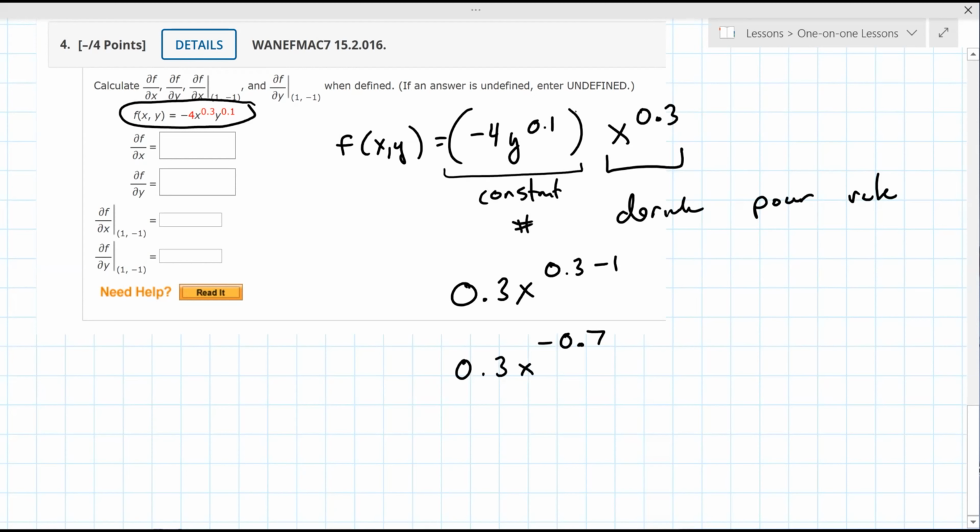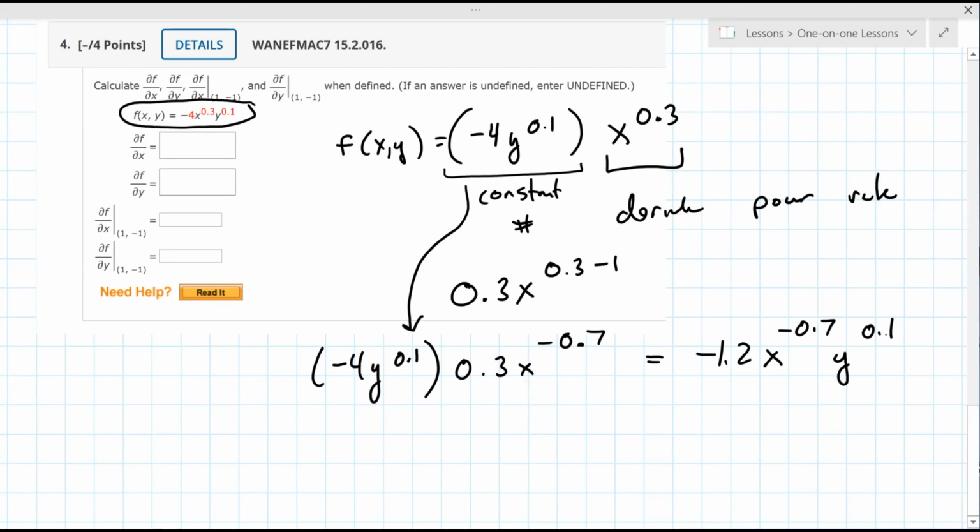And then what about all this? Well, if it's a constant, like let's just say it was 10, you would put it out in front. Well, you do the same thing here. You just bring it out in front. Were you able to follow that? Yeah. Okay. Now you can absolutely multiply here, but WebAssign doesn't care. But if you do multiply, it's minus 1.2 x to the minus 0.7 y to the 0.1 power.